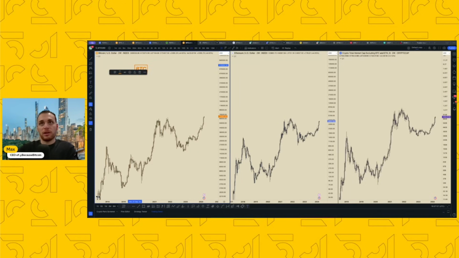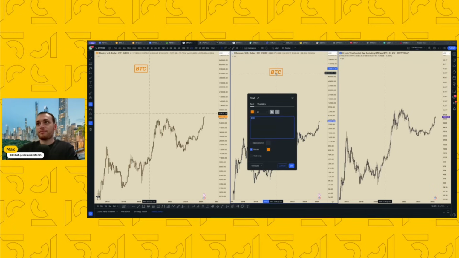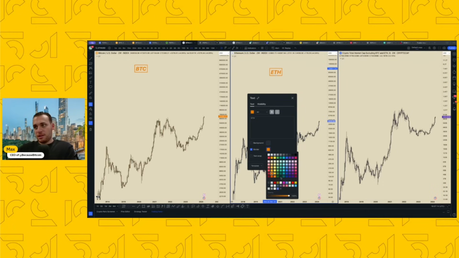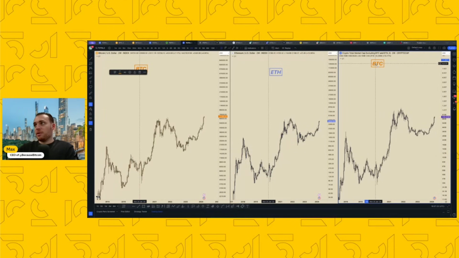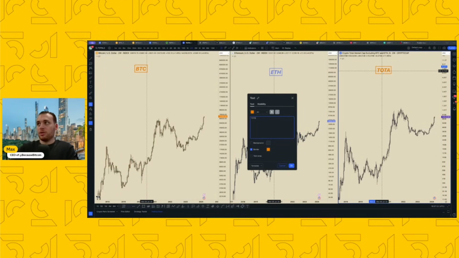And again, we only have 10 minutes, so let's not waste too much time. Here's ETH, I'm going to go real quick here. Here's ETH, make it color coded. And then here is total 3. And we'll just make total 3 purple. Why not?